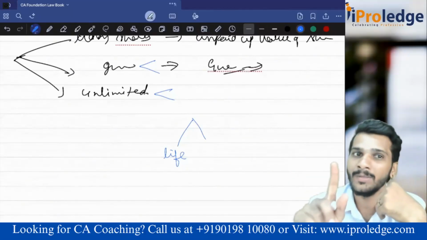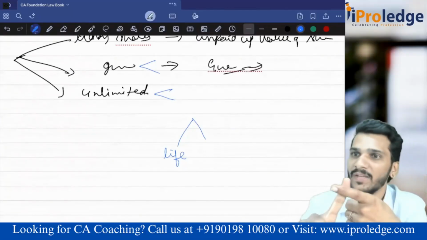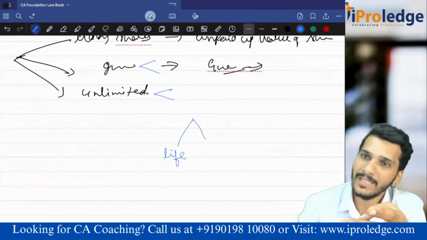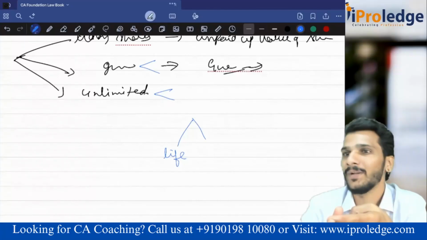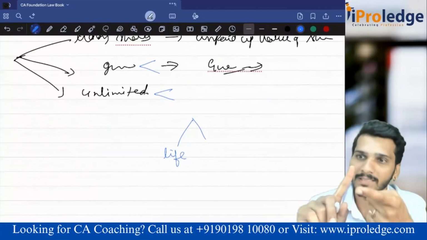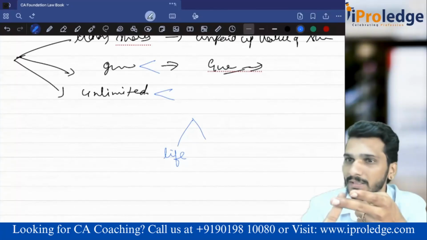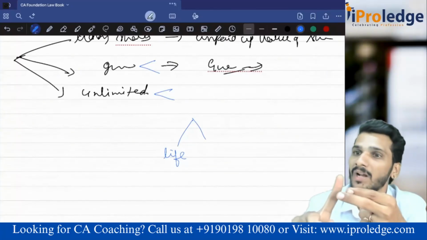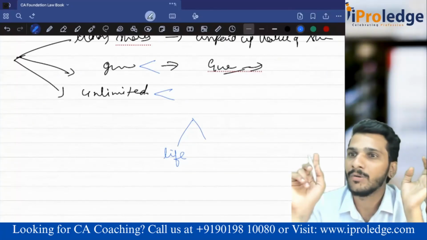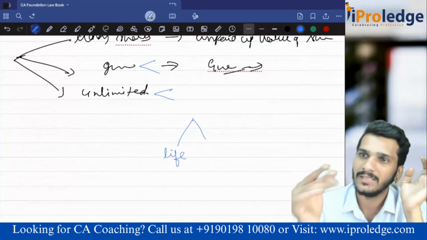In case of a company limited by shares, it can be called during the life of the company, or whenever the company is being wound up, then also the share capital can be called. But the guarantee and unlimited company amount is only called during the winding up of the company. They cannot be called during the life of the company. That is why it is different.